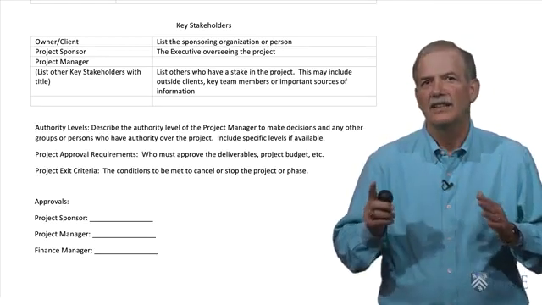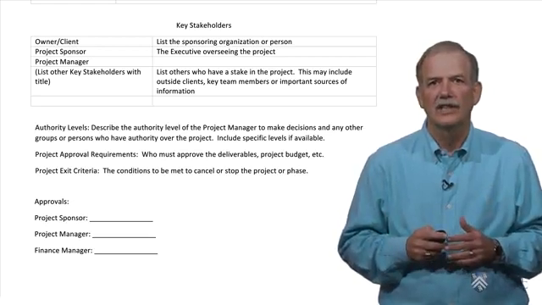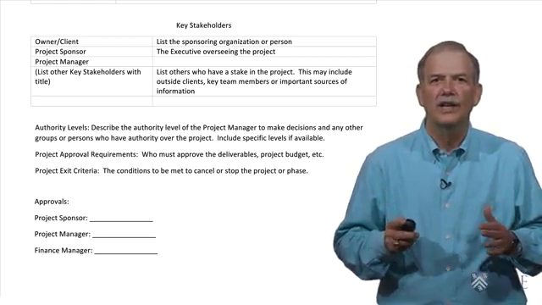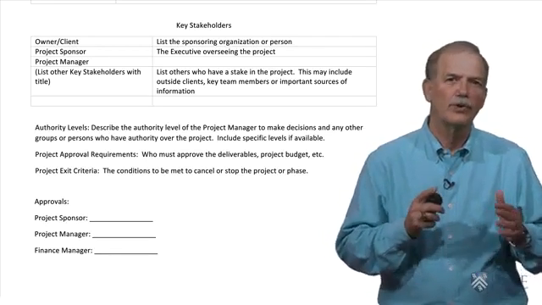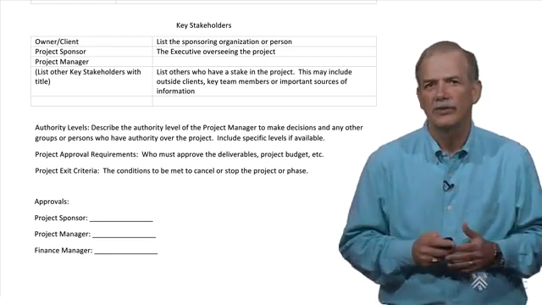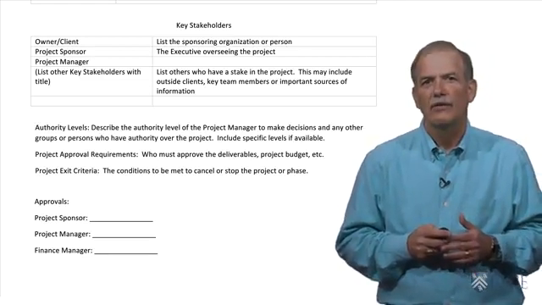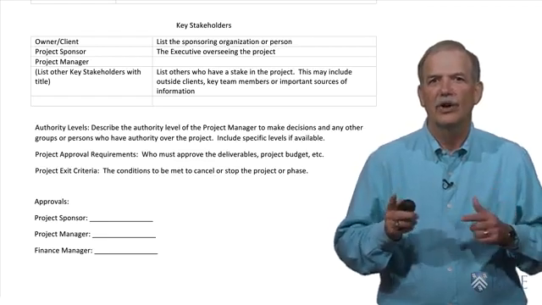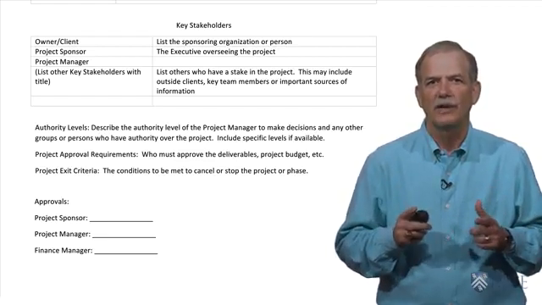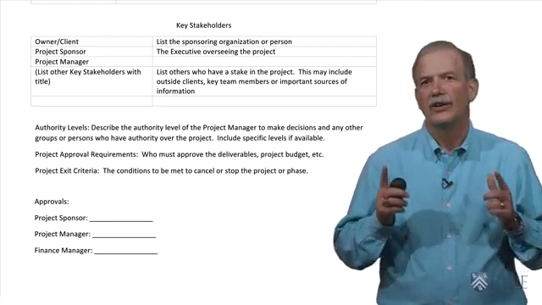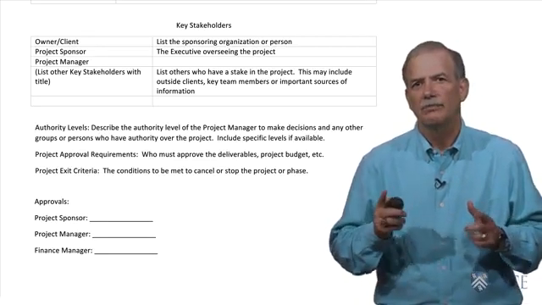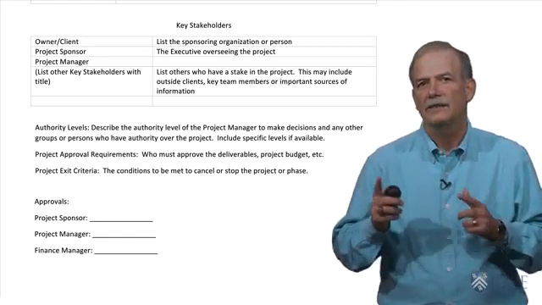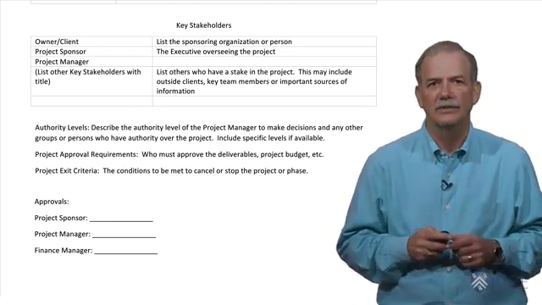You should list any known project exit criteria. What are the circumstances on which the project manager should suspend work and go back to the project sponsors for further instructions or cancel the project outright? Finally, the project charter should contain the approval signatures of the authorizing group: the project sponsor to indicate his or her authorization to proceed, the project manager to indicate his or her acceptance of the charter, and the finance manager to indicate that the budget is available.